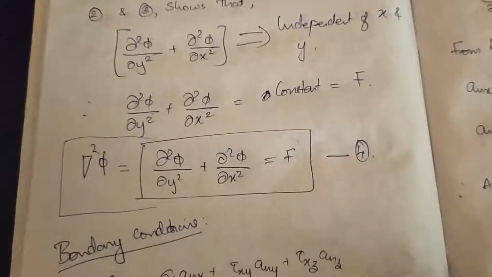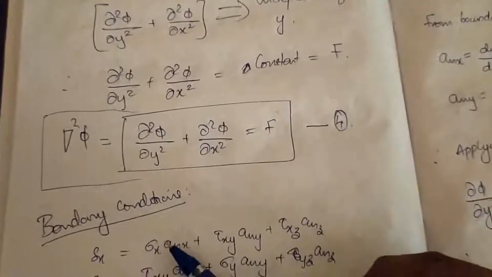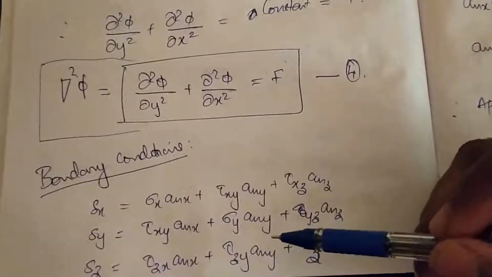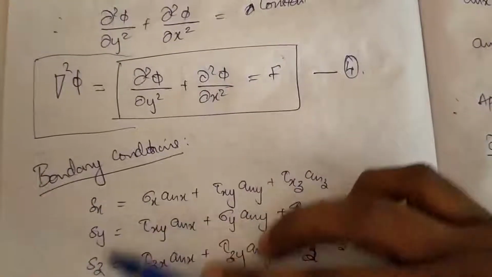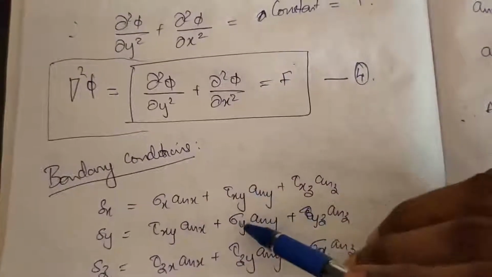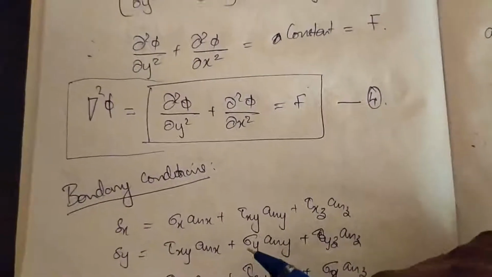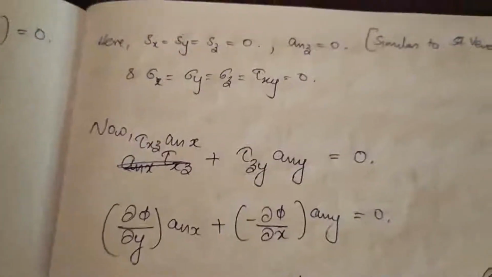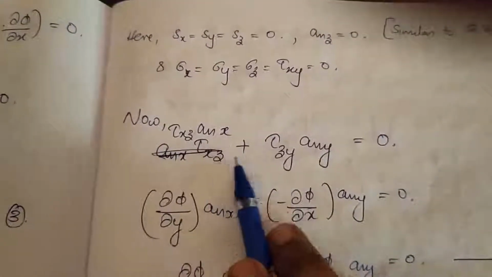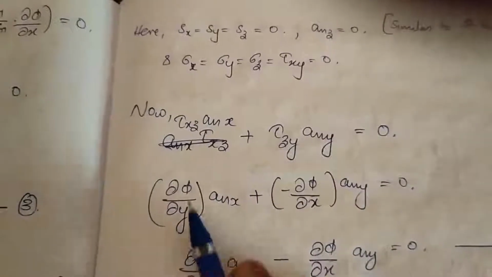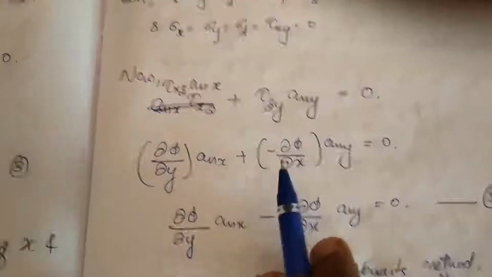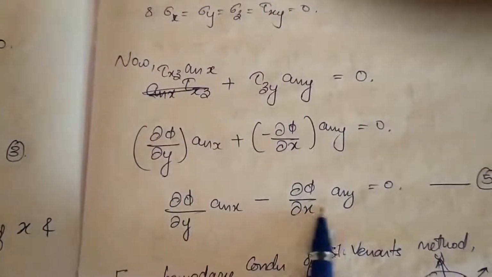Okay, now you are again going for boundary conditions, the same pattern we have done in Saint-Venant's method also. Sigma x, sigma y, sigma z, tau xy, these are all 0. Then see the term which is last: tau xz nx plus tau zy ny equal to 0. Give the values of tau xz and tau zy, dou phi by dou y and minus dou phi by dou x. This will be the equation.